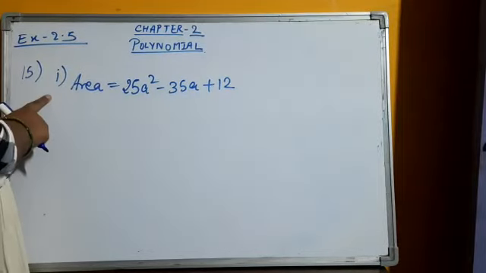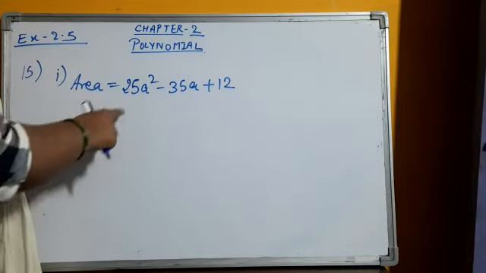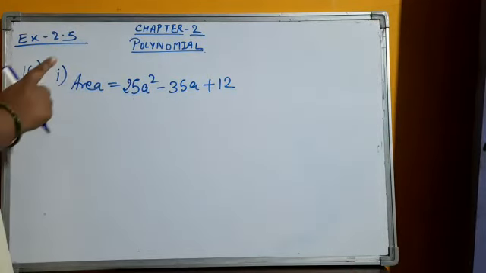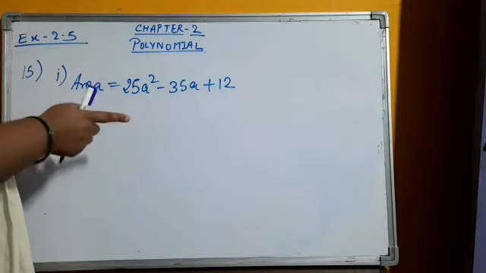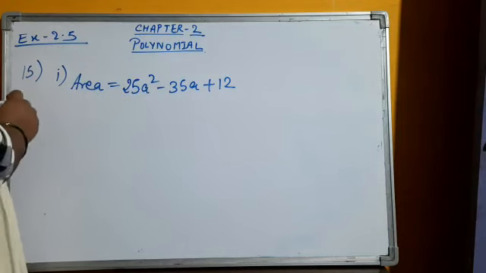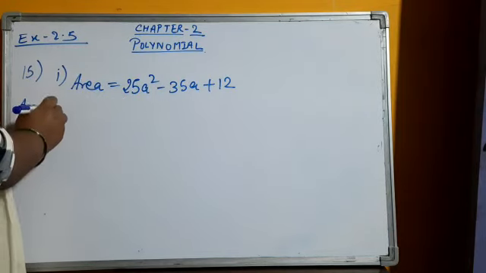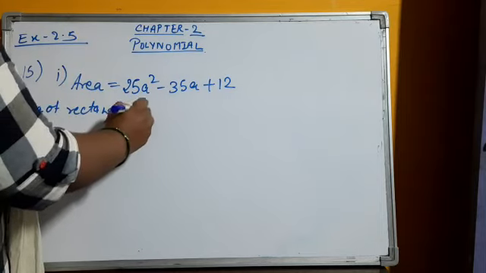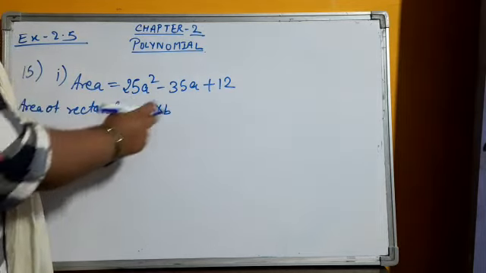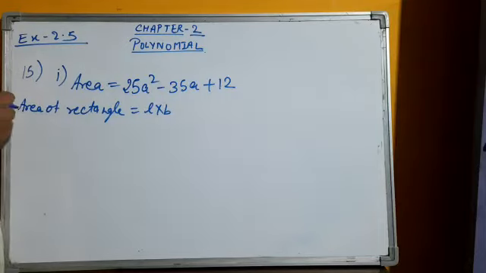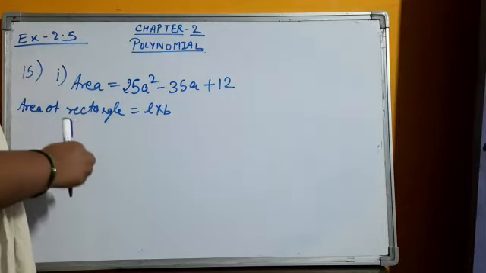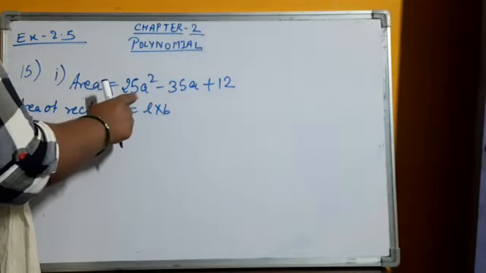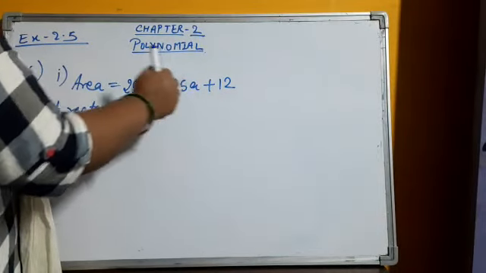In question number 15, the area of a rectangle is given as 25a² − 35a + 12. We have to calculate the length and breadth. We know the area of a rectangle is L into B. This means the given expression has to be factorized into two factors so that the length and breadth can be calculated. So we will factorize 25a² − 35a + 12.